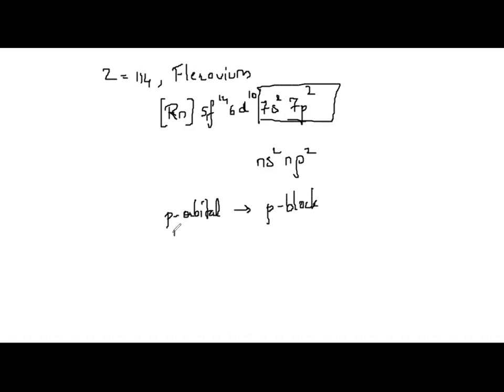Okay. Now, how to find the period? It belongs to the 7th period, so whichever principal quantum number is highest, that we consider. Group number: when s and p are present, it is valence electrons plus 10. So 10 plus 4, it belongs to the 14th group.